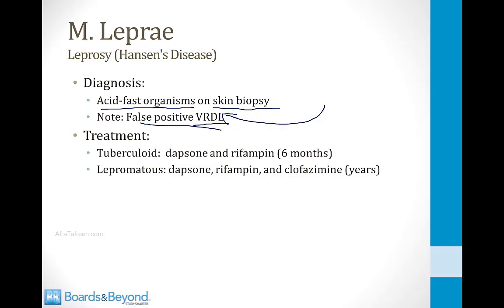The treatment is different depending on whether you have tuberculoid or lepromatous leprosy. For tuberculoid leprosy, the treatment is dapsone and rifampin for about 6 months. If you have lepromatous leprosy, the treatment is dapsone, rifampin, and a drug called clofazimine, and you often have to take this for many, many years. It's very difficult to resolve this infection.